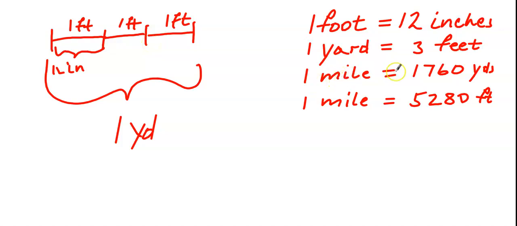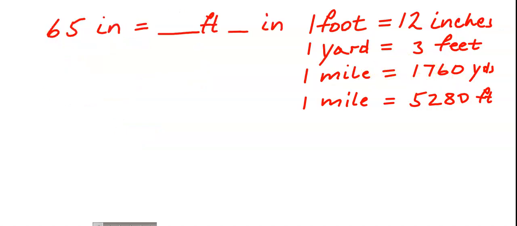A mile has 1,760 yards. Also, a mile is the same thing as 5,280 feet. Now, feet are actually a smaller unit of measure. That's why we have more of them. So we're going to be using these 4 values, 12, 3, 1,760, 5,280, to multiply or divide. Remember, big to small, small to big is a key factor to help you decide whether you're going to multiply or divide. Our first problem, we have 65 inches.